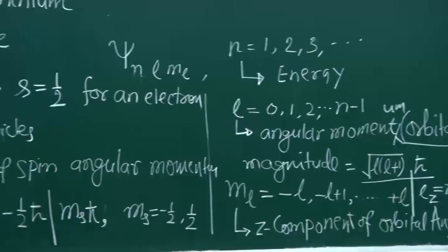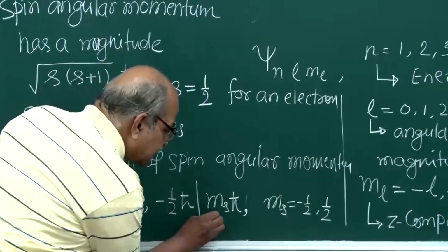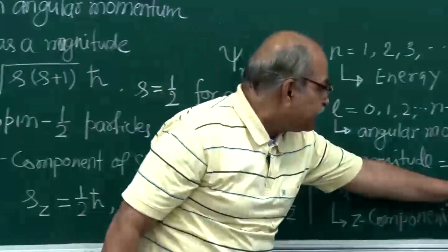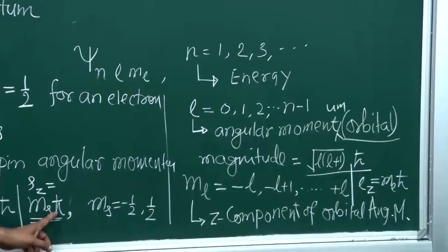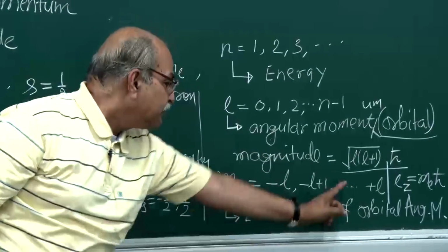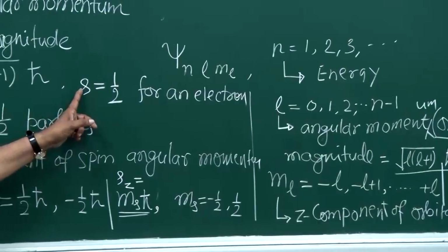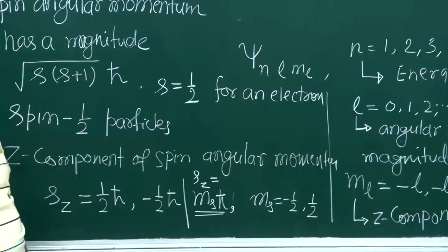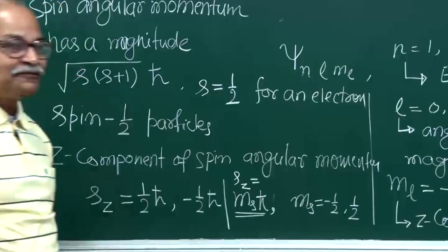Similarly here, the z component of spin angular momentum is ms into h cross, this is Sz. So Lz is ml into h cross, Sz is ms into h cross. And just like this, ml can take values from minus L to plus L in steps of 1. Here this ms can take values from minus S to plus S in steps of 1. So that will be minus half to plus half in steps of 1, and that is minus half and plus half.